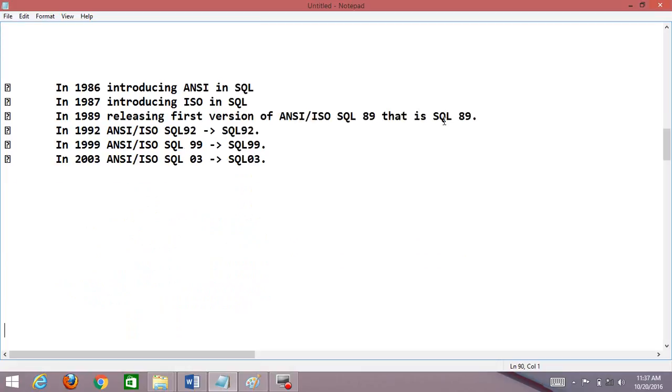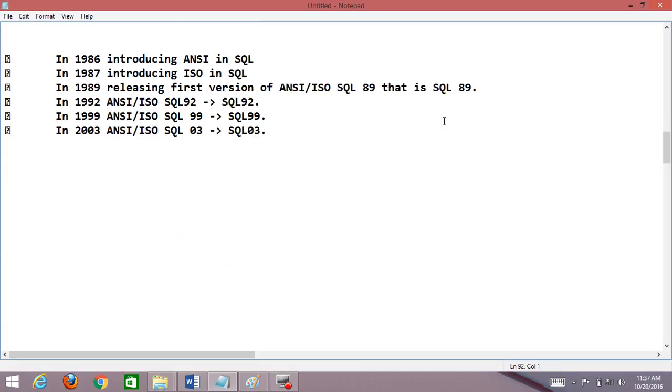ANSI. What is ANSI? ANSI introduced SQL as a standard, and in 1987 ISO introduced it as well. Read this topic clearly. Do you see what I am saying and what I am doing? Okay, this is very clear.